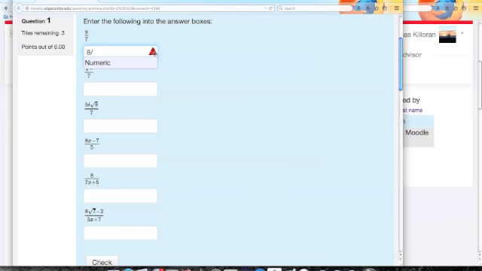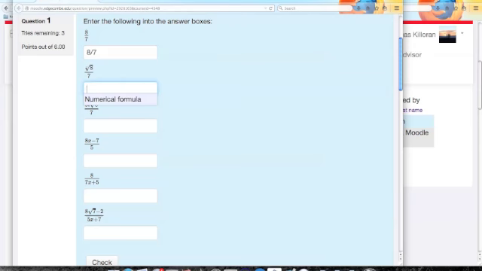Notice this little red triangle over here. If you have not entered the answer correctly or you're using symbols that the answer will not accept, it'll put that little red triangle over there. When you finish it off correctly, it will give you just a clear space.